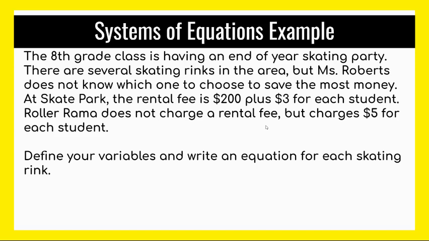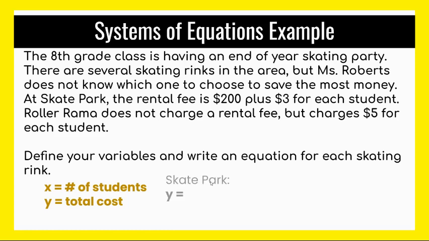So we're going to define our variables and write an equation for each skating rink. First things first, x is going to be the number of students. One of the hints I gave you is to look for the words that are repeated the most. We're talking about students, and we talk about students again. So x is the number of students, and y is going to be our total cost, or the amount of money. And then we're going to need to write an equation for both Skate Park and Roller-Rama.